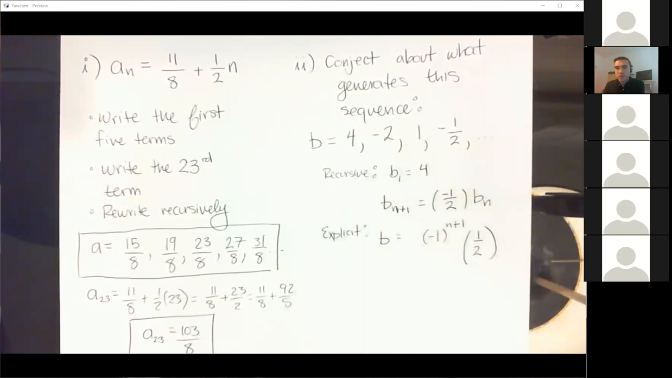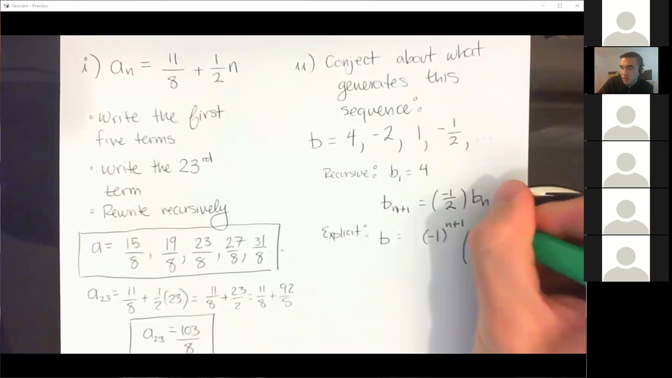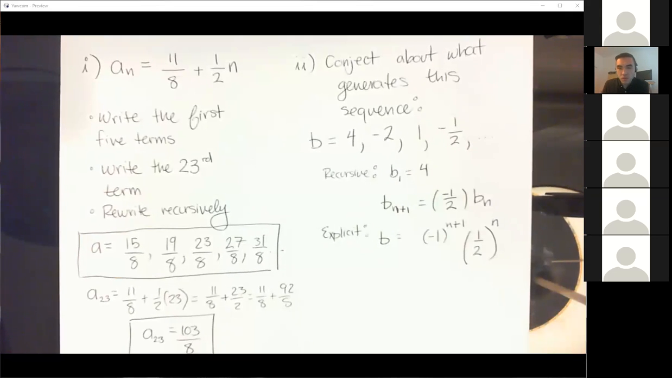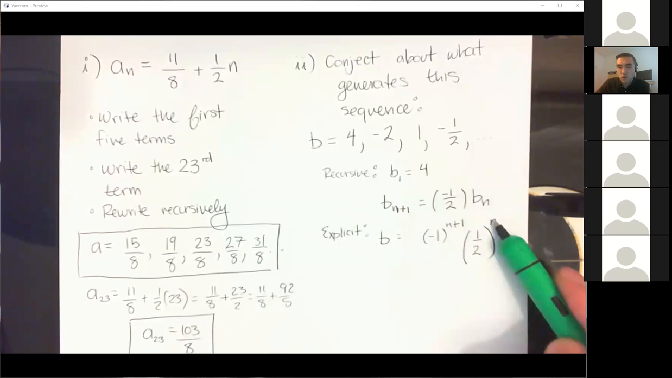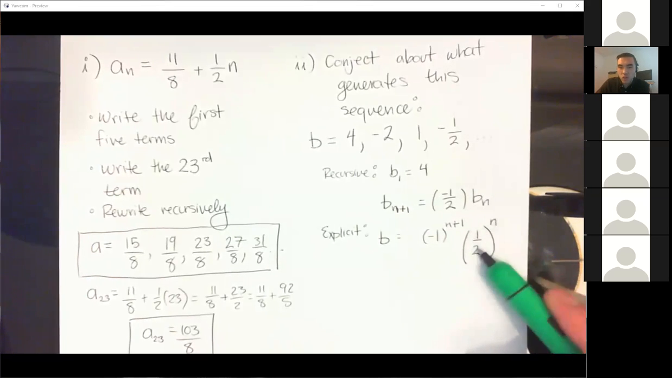If you put it to the 4th, that would give you the 4th entry. If you put it to the 5th, that would give you the 5th entry. So what is the exponent on this? To the power of n. Every single time we're stepping up and we're multiplying by 1/2. And so every time we step forward through n, we multiply by that 1/2.